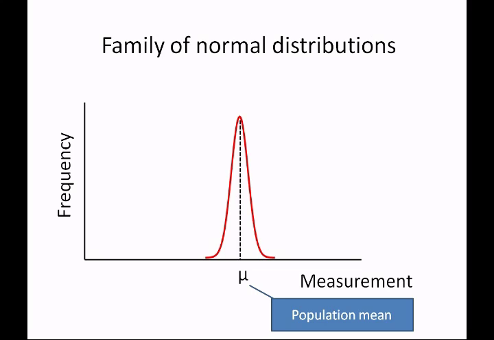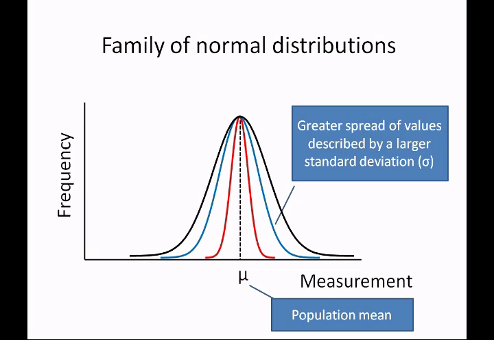The normal distribution is a family of distributions, all of which are described by their means and by their standard deviations. The greater the spread of values that we see, the larger the standard deviation.